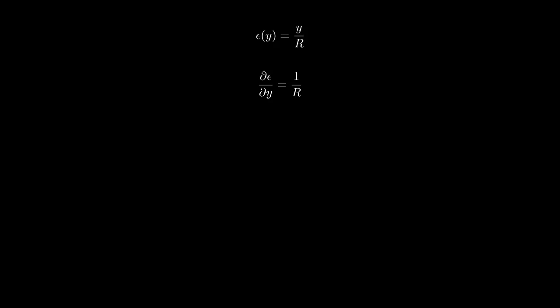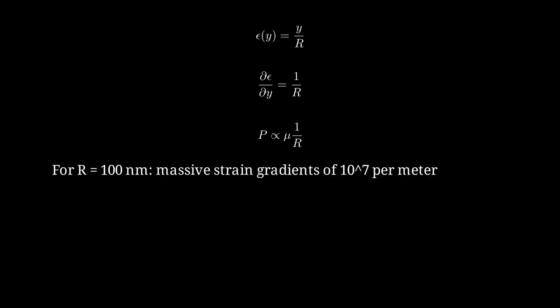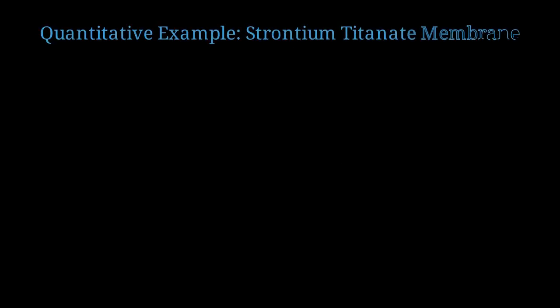The strain gradient through the thickness is simply 1 over R, the reciprocal of the radius of curvature. Therefore, the flexoelectric polarization is proportional to mu times 1 over R. Tighter curvature produces larger polarization. For a radius of curvature of 100 nanometers, we get massive strain gradients of 10 million per meter. This generates enormous polarizations. Let's work through a quantitative example using strontium titanate, a model system for flexoelectricity studies.